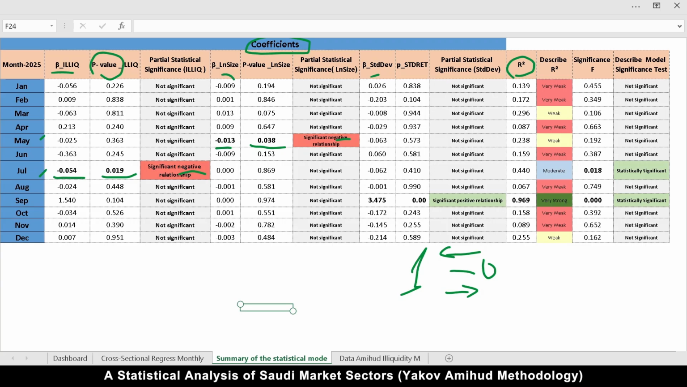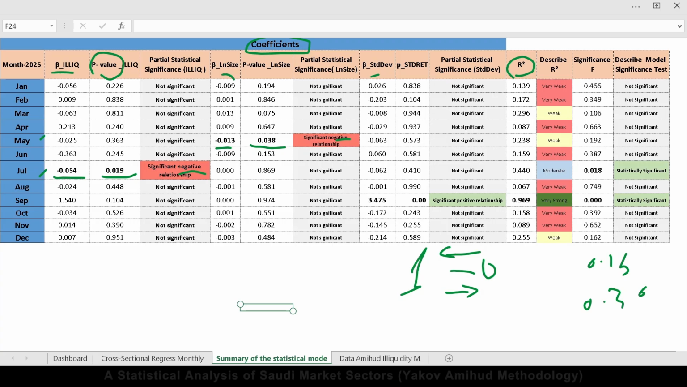If we look at the R-square values across most months, we notice that they were weak, between 0.15 and 0.30. This means that liquidity, market size, and risk together explain only about 15 to 30% of sector return changes, and that is relatively low, which suggests that most return movements are driven by factors outside this model or possibly outside the market itself. However, September was different.